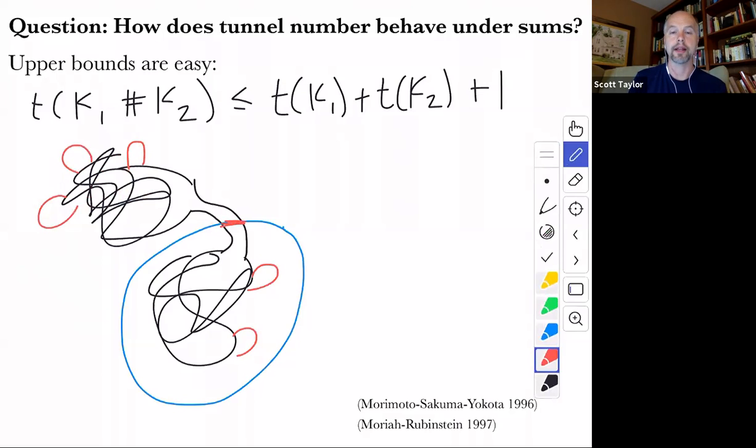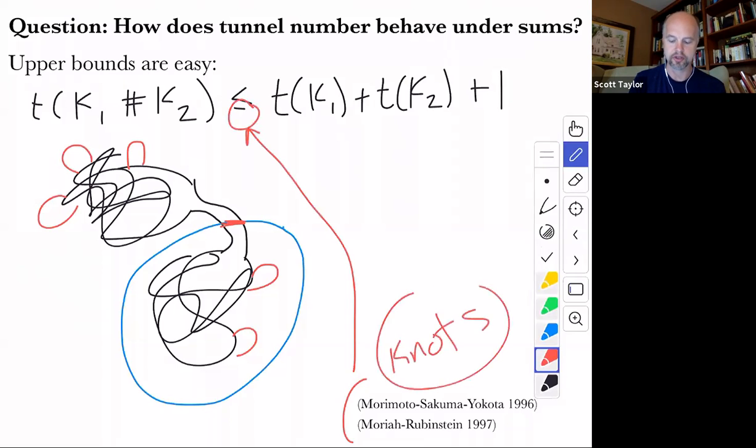So the tunnel number of the connected sum is going to be at most the sum of the tunnel numbers +1. And Morimoto, Sakuma, Yokota, and Mariah Rubinstein showed that equality can actually hold. And again, I'm just talking about knots here, not more general spatial graphs.